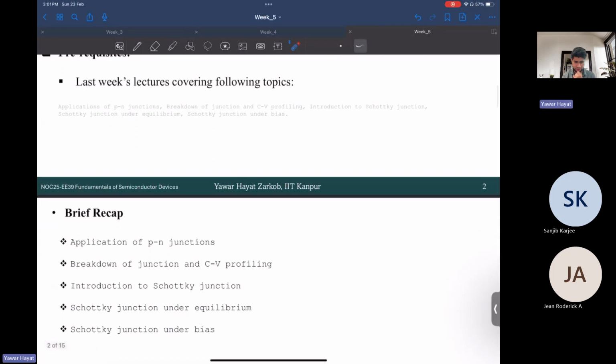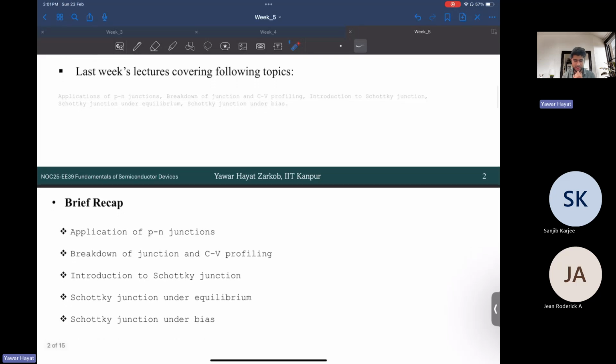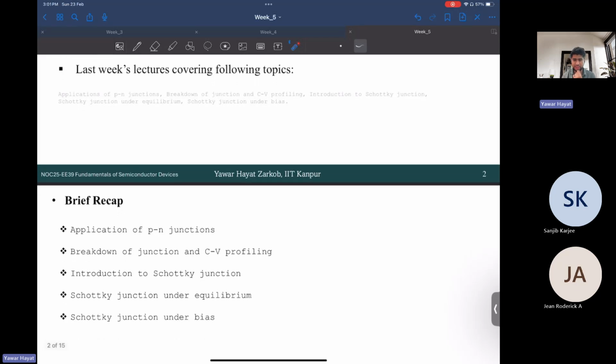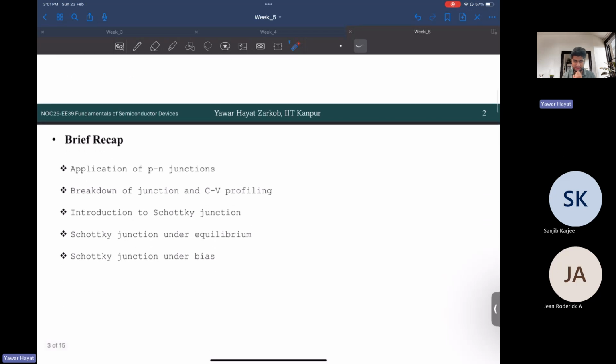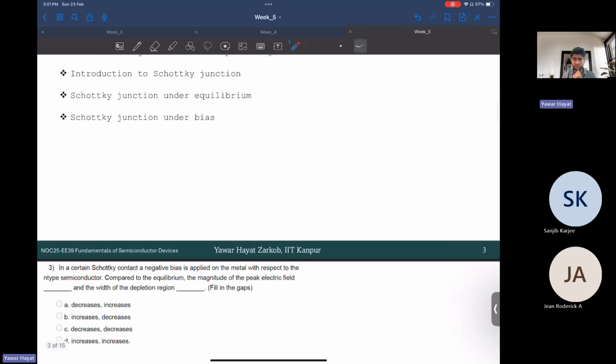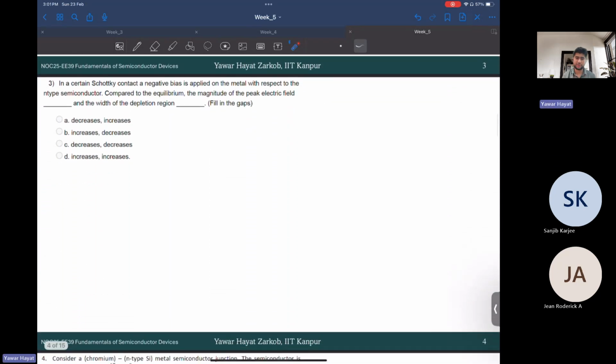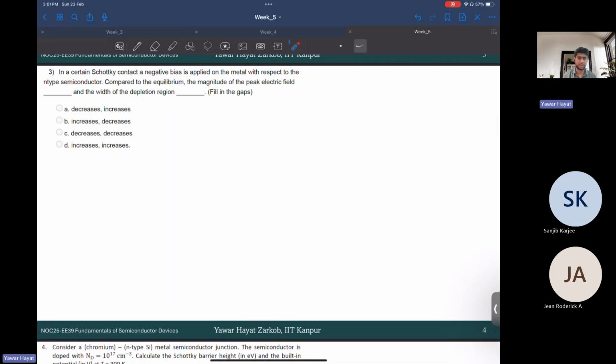The prerequisites for this session include last week's lectures, which covered the applications of PN junctions, the breakdown of the junction and CV profiling, and then Schottky junctions under equilibrium and Schottky junctions under bias. So we'll directly start with the first problem today.